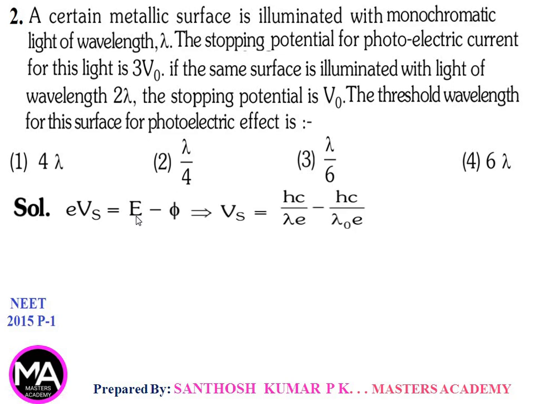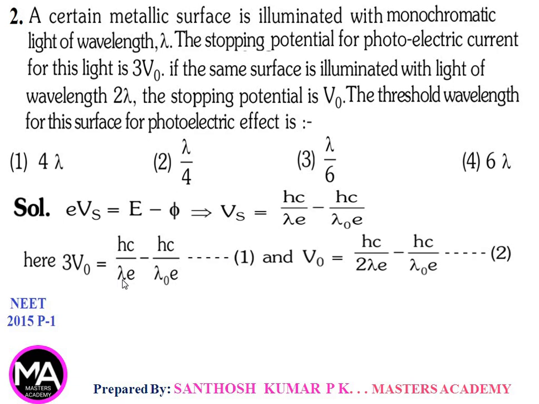that is, eVs is equal to E minus phi. Therefore, the stopping potential V0 or Vs is equal to E, which is nothing but hc by lambda into e, minus phi, which is nothing but hc by lambda naught into e. In the first case, the stopping potential is 3V0 when the wavelength is lambda. Therefore, 3V0 is equal to hc by lambda e minus hc by lambda naught e. In the second case, the same surface is illuminated with light of wavelength 2 lambda, and the stopping potential is V0. Therefore, V0 is equal to hc by 2 lambda e minus hc divided by lambda naught into e.